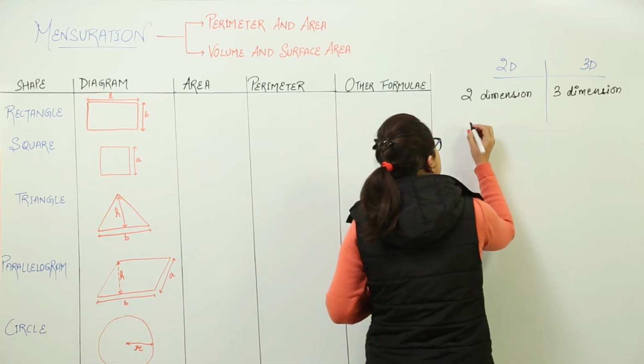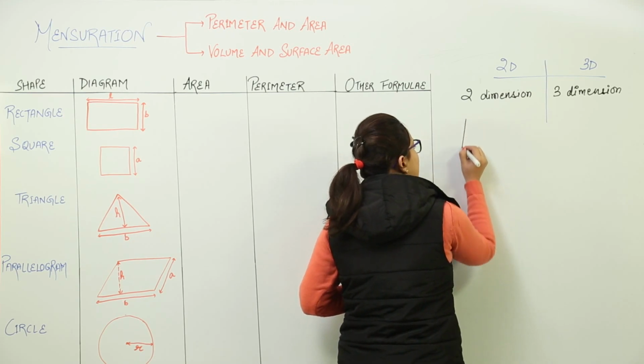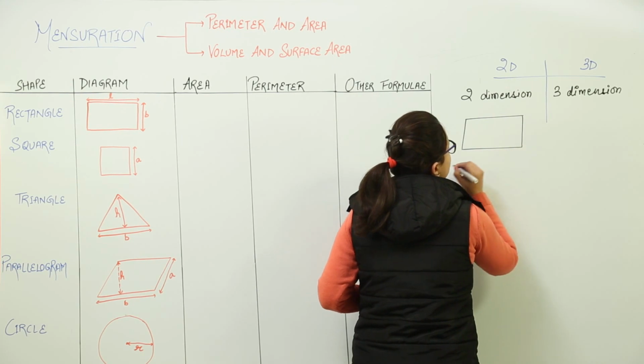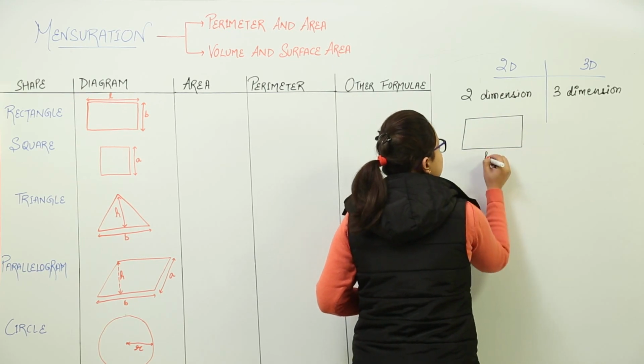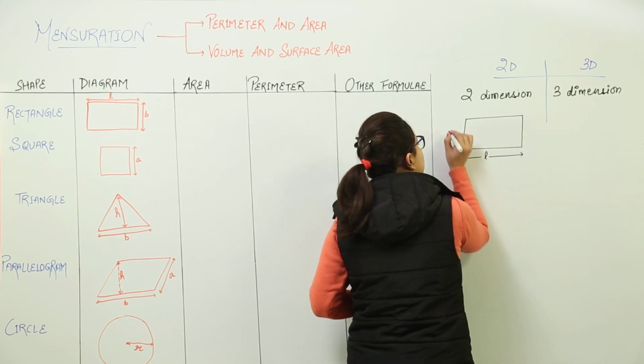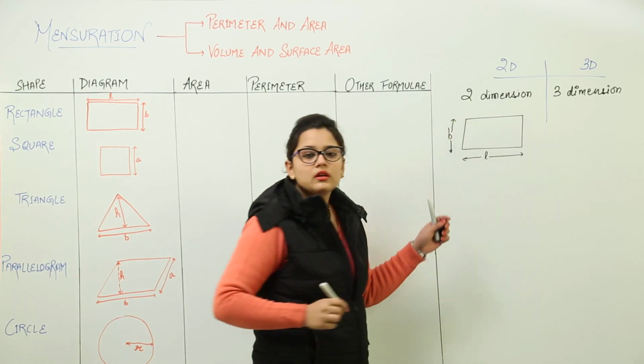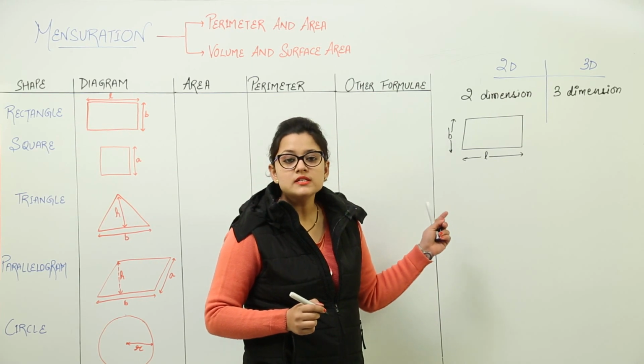Having two dimensions means, say for example, we have a rectangle. We all are familiar with this rectangle shape, right? It has a length and a breadth. See, it has only two measurement quantities to be done, right? One is length and the other one is breadth.